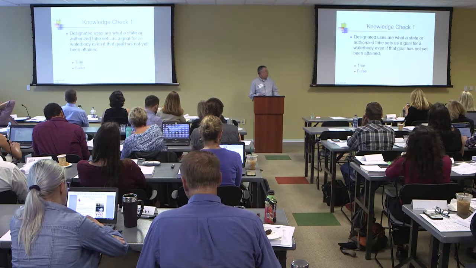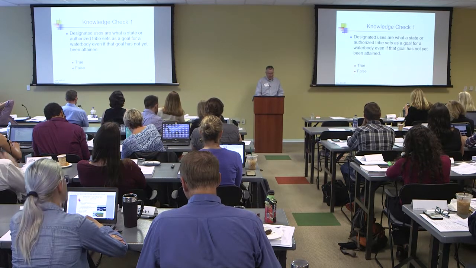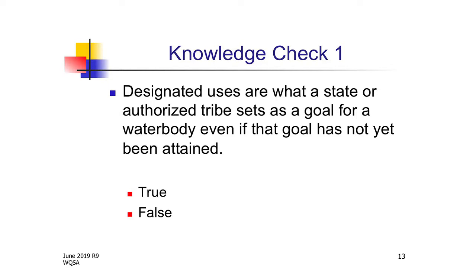Okay, that'll bring us to the first question today. Designated uses are what a state or authorized tribe sets as a goal for a water body, even if that goal has not yet been attained. True or false? True. That's right, because designated uses are specified in the water quality standards regulations for each water body or segment, whether or not they are being attained.